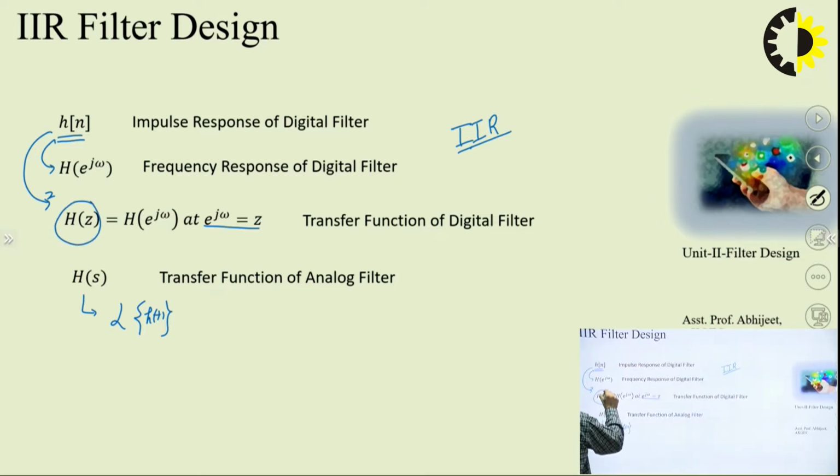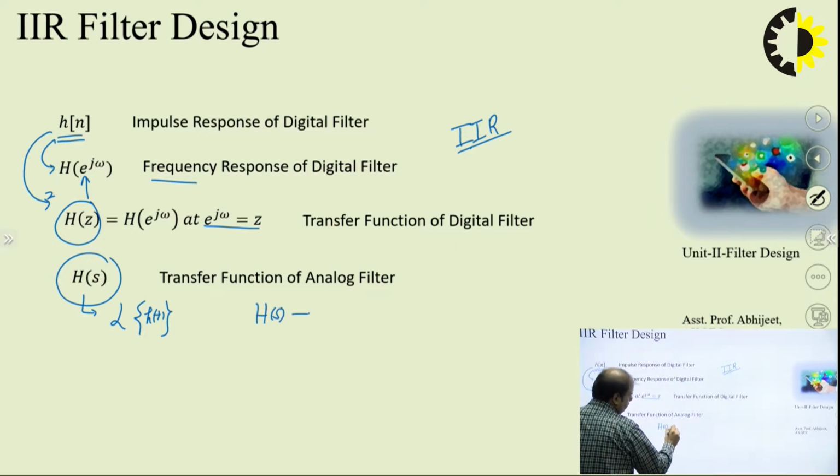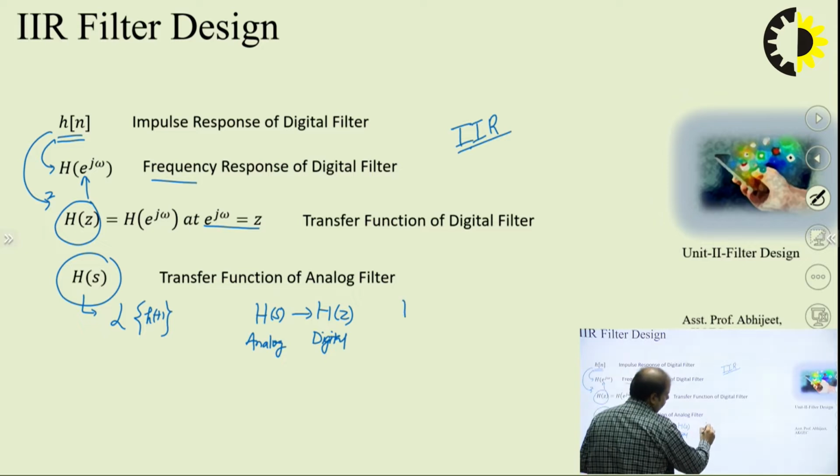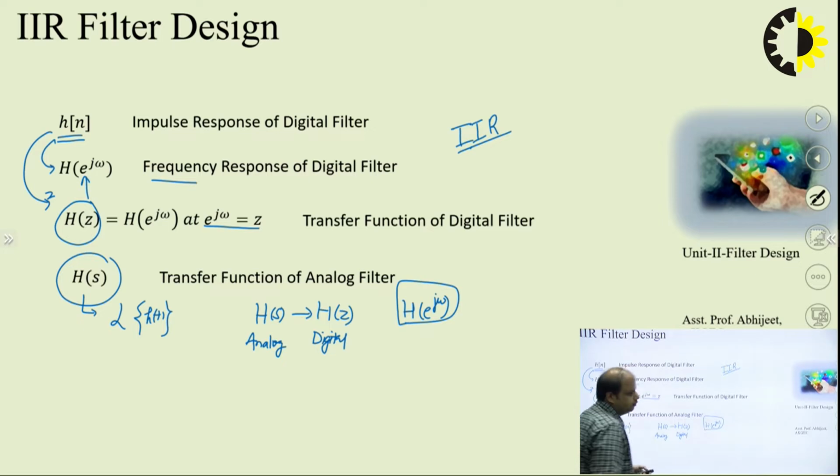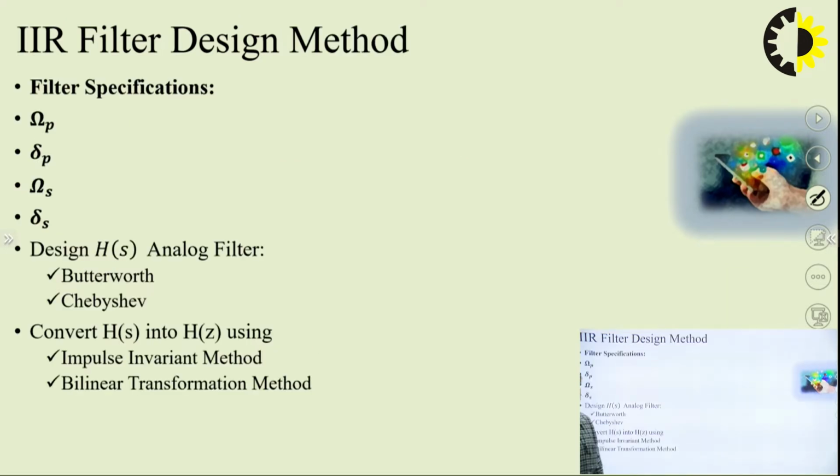H of Z corresponds to the specifications required for a digital filter in the frequency domain, and therefore capital H of e j omega is the specification. And firstly we will design H of S. So, our procedure is very simple. We design H of S, and we convert H of S into H of Z, that is, the analog filter is converted into a digital filter. The requirements that we are generally given are in terms of frequency response. So, frequency response gives the requirement specification of the filter and we design accordingly.